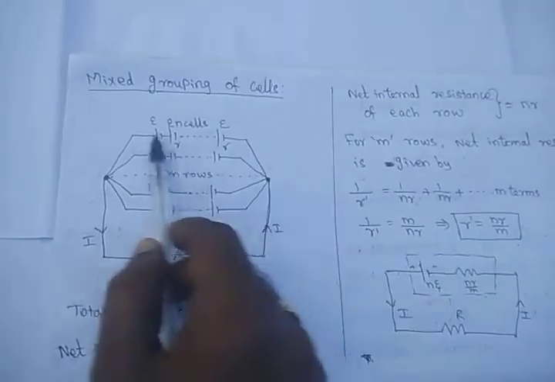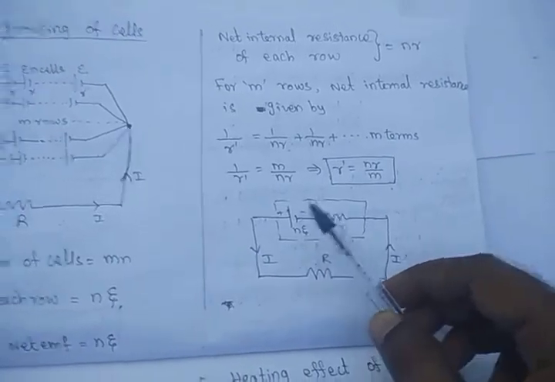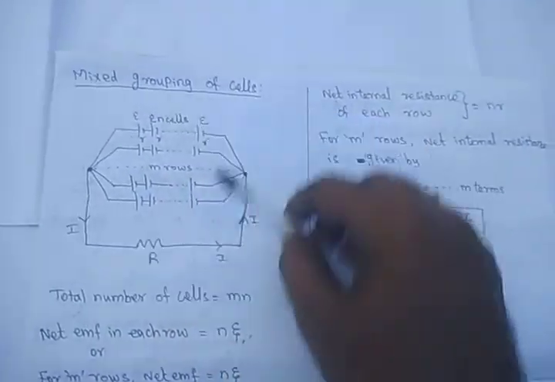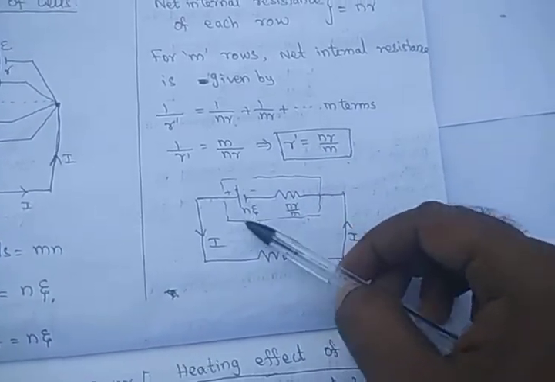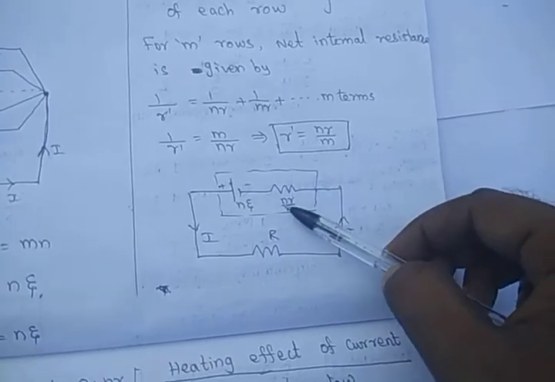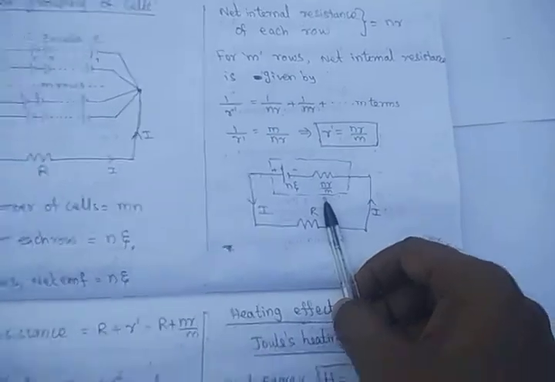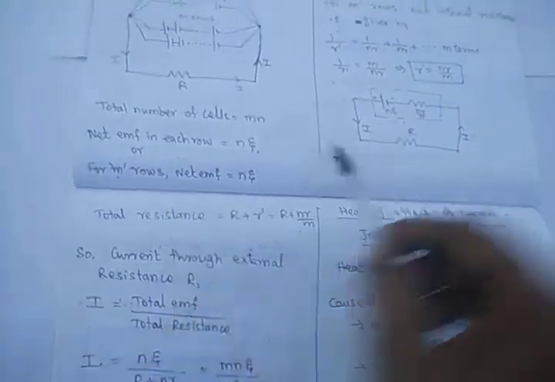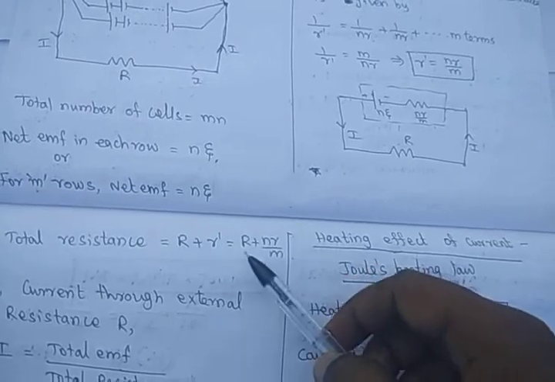So we can redraw this entire circuit. The total EMF is nE, so we put nE. The total internal resistance of all the combinations is nr by m. So we can read it as one battery of nE with internal resistance nr by m, and redraw the circuit like this. The total resistance is R plus nr by m, because these two are connected in series, R plus r prime, that is R plus nr by m.